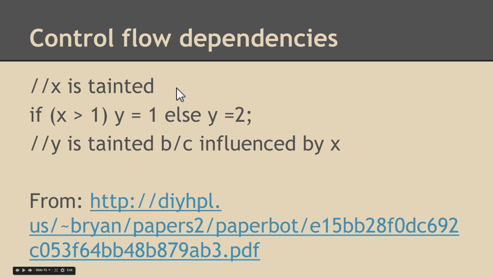Now, control flow dependencies occur when there's some sort of conditional statement that's evaluated, and it's evaluating a tainted source. For instance, consider X is tainted, coming from user input, and there's an if statement, and this branch depends on the value of this tainted source. In this model, with the control flow dependency, Y is considered tainted because it is influenced by a tainted source. This is also another important case to consider.